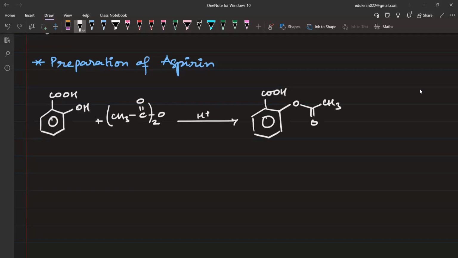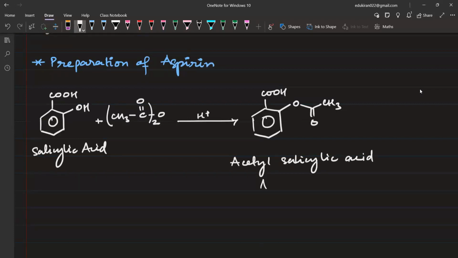Now if you write what is this? This is acetyl. इसको बोलते हैं salicylic acid. This is salicylic acid. And this is known as acetyl salicylic acid. Its common name is aspirin. Aspirin, the medicine. ठीक है. So this preparation is important. आपके टेक्स्ट बुक में डायरेक्टली दिया हुआ है, डायरेक्टली पूछा जा सकता है.